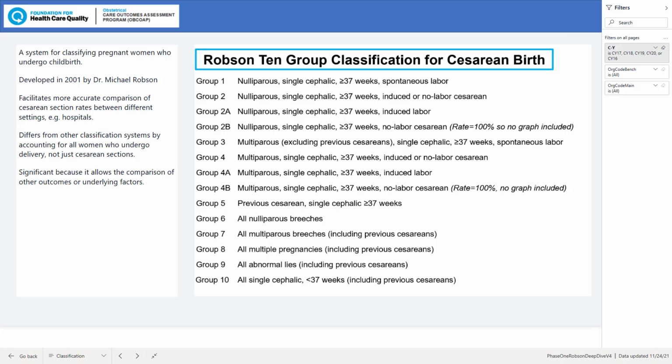These characteristics are significant because it means that the entire population of delivering women can be compared, not just for C-section rates, but also for a great many other outcomes and underlying factors, such as rates of episiotomy, 3 to 4 degree laceration, postpartum hemorrhage, etc. So let's jump to the tabular view.